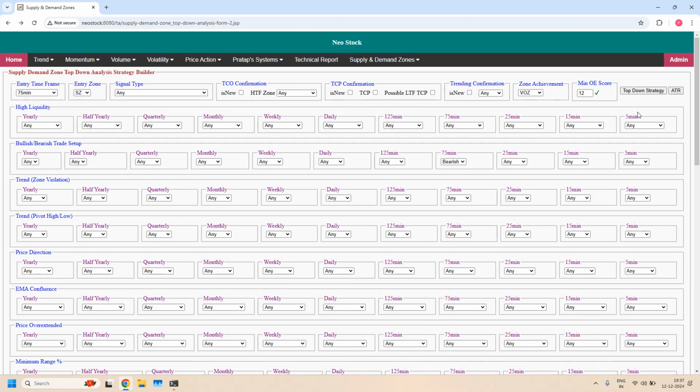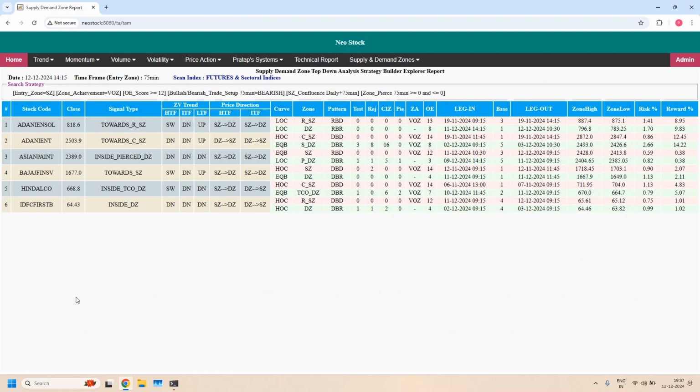With this filter, we got 6 stocks. Out of 7, these 6 stocks are filtered. That means in all the 6 stocks, these 75 minute supply zones are part of the daily supply zone. That is ITF confluence. So ITF trend is down. That means daily trend is down.